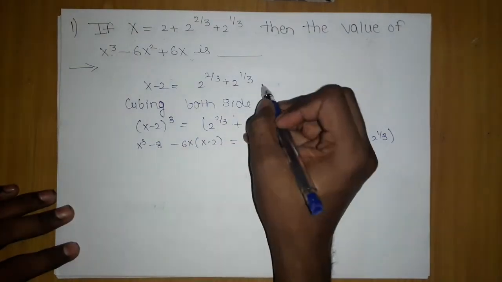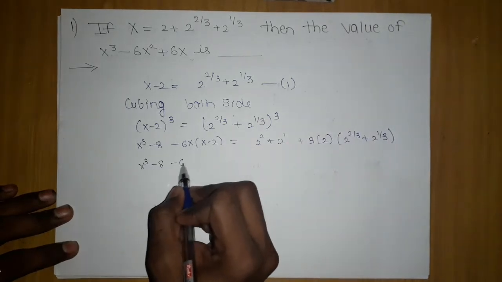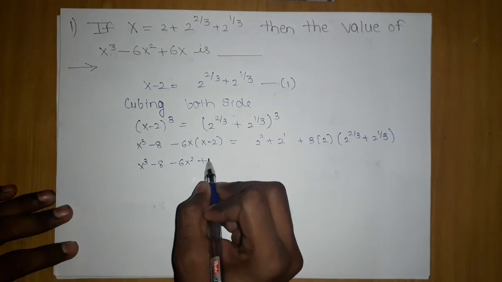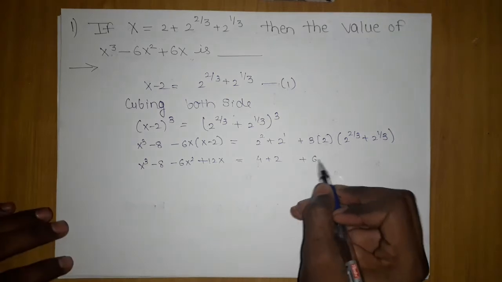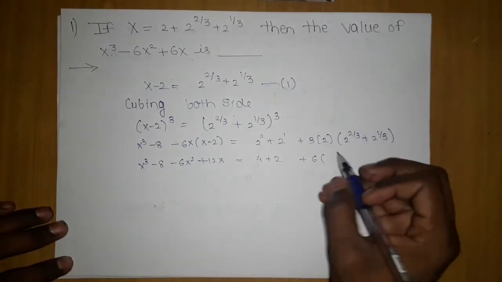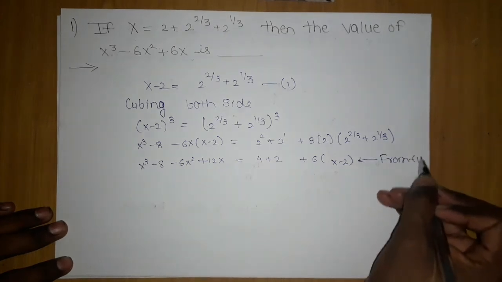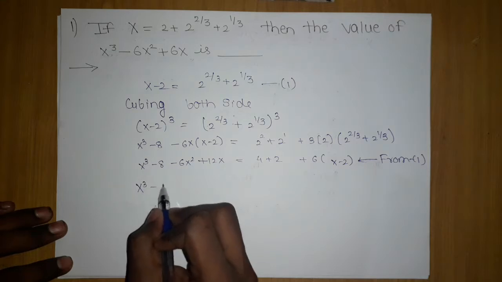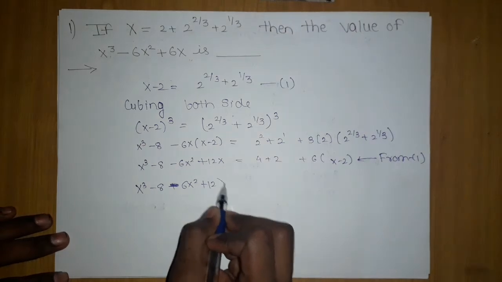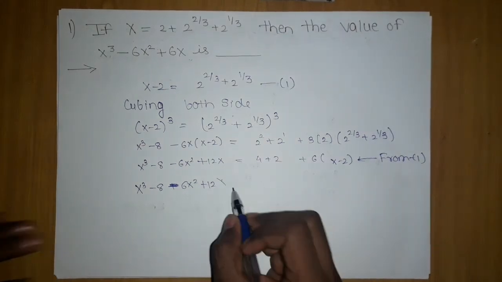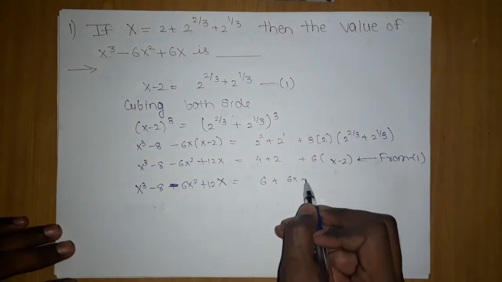Now let's modify this. Let me call it 1. So x cube minus 8 minus 6x square plus 12x equals 4 plus 2, plus 6 into this, which I can write as x minus 2. Let me note down here from 1. So here x cube minus 8 minus 6x square plus 12x should be equal to 6 plus 6x minus 12.